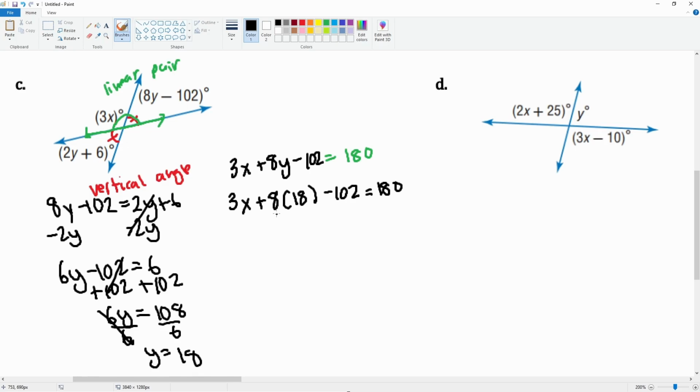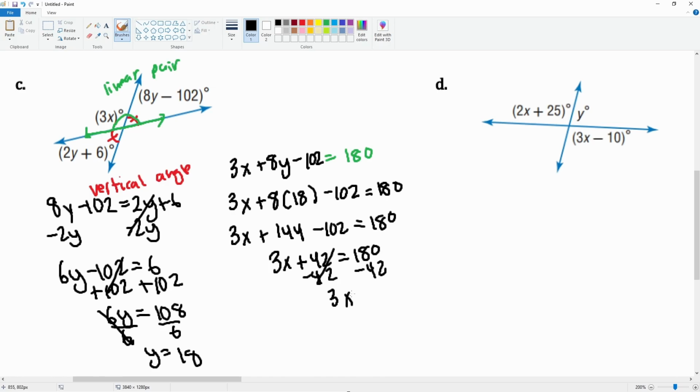8 times 18 is 144. So 3x plus 144 minus 102 is equal to 180. These two are on the same side, so we can combine like terms. 144 minus 102 is 42 degrees. So 3x plus 42 degrees is equal to 180. Subtract 42, this cancels. 3x is equal to 180 minus 42, which gets me 138. Divide by 3. I get x equal to 138 divided by 3. So x is equal to 46. Here there were two variables. That's why I needed two equations.